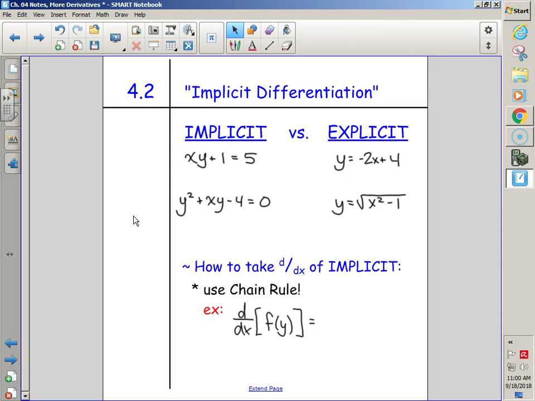Okay, section 4.2, you guys ready? You guys teach me what's the difference between implicit and explicit. I don't disagree with anything that's been said. Keep going, though. There's more. And that's kind of where I would go.